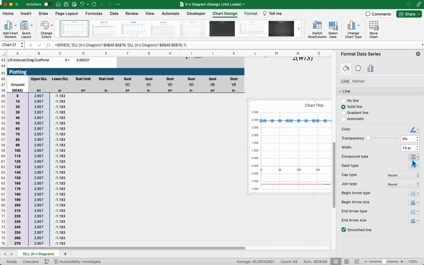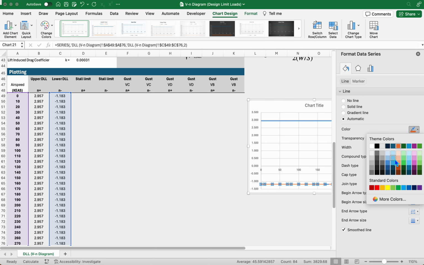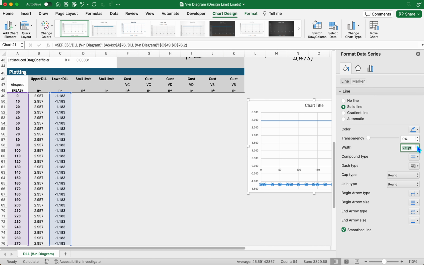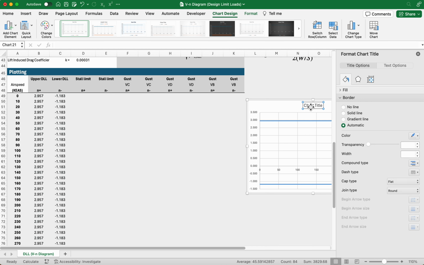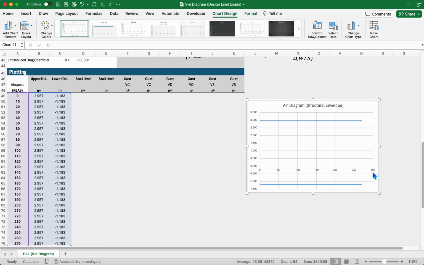It seems like it only let me change 1 point. There, so we'll make our positive and negative limit loads blue, thicker lines, and we'll change our title to V-n diagram, which is our structural envelope. Our horizontal axis is our knots equivalent airspeed, and I left it in knots, so when we get to our gust loads we'll have to convert the feet per second to knots. And the vertical axis is our load factor, our n.